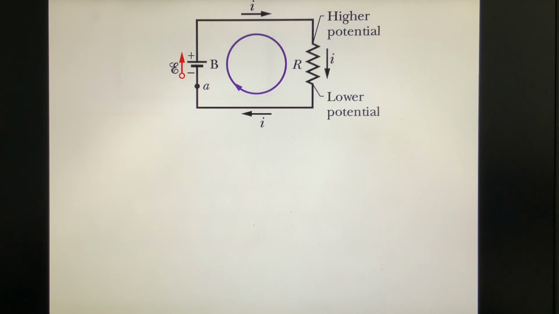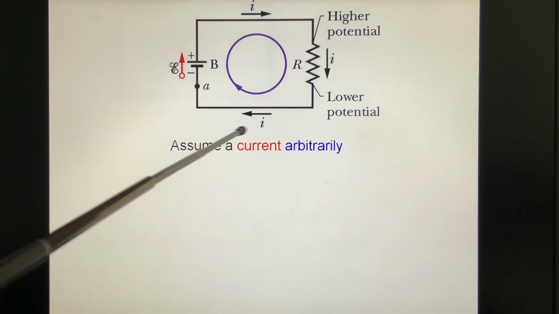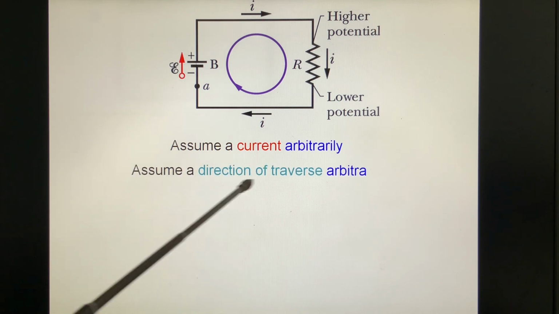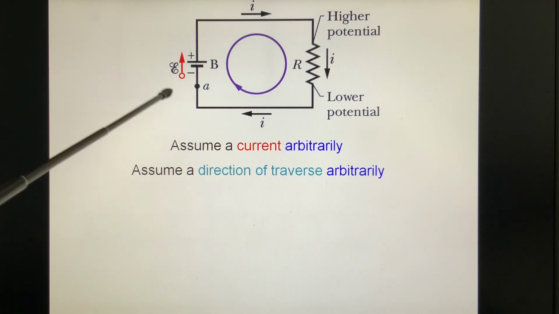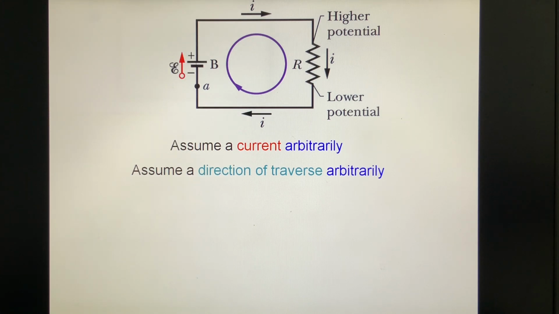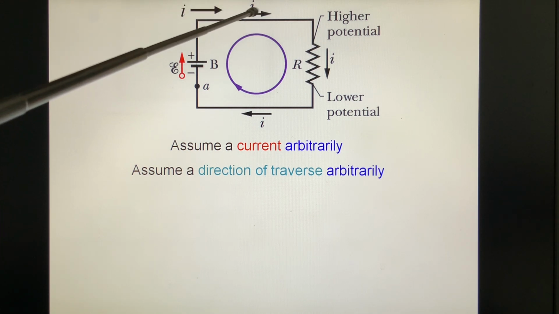This is a single loop circuit. We can assume a current arbitrarily. In this case, we assume it's clockwise. Of course, you can assume the opposite direction arbitrarily. We can also choose the direction of traversal arbitrarily. You can calculate in this direction or the opposite direction, and we get the same answer. Now let's try this one. We suppose I is in this direction as indicated in the book.